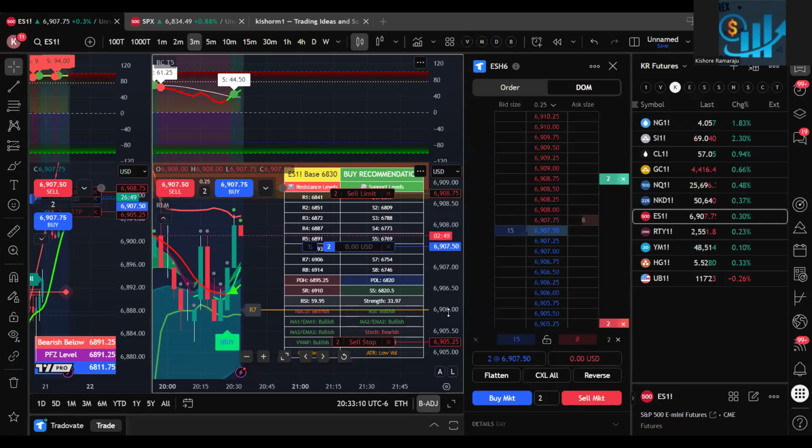You can do this in a personal account or prop account. If you do it in a personal account, you need to have some investment like 5 to 10,000. If you do it in a prop account, the advantage is you can do it on 5 accounts, 10 accounts at the same time without investing your own money. That is the advantage with prop firms.